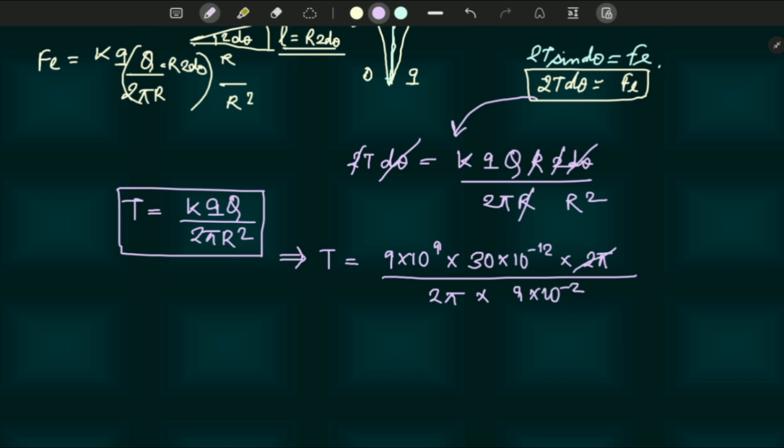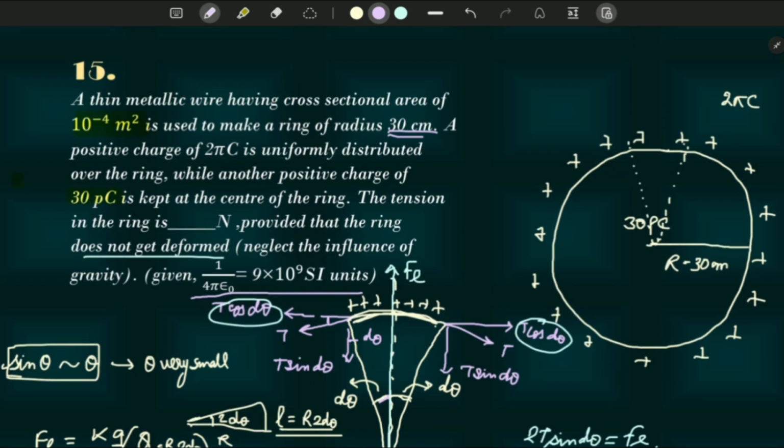So 2 pi gets cancelled, 9 gets cancelled. So I am left with 3, and from here into 10 to the power 9, then again 9, so all 10 to the power 0. So 3 is only left. So 3 Newton. The final answer, tension, is 3 Newton. We have found the tension.